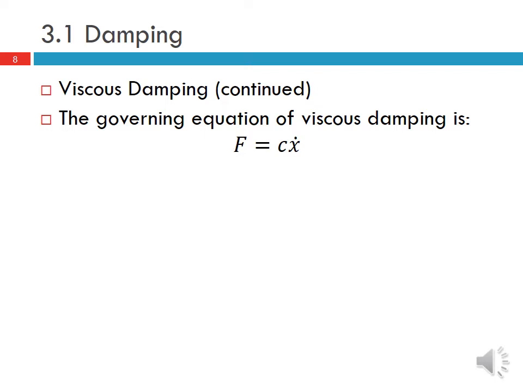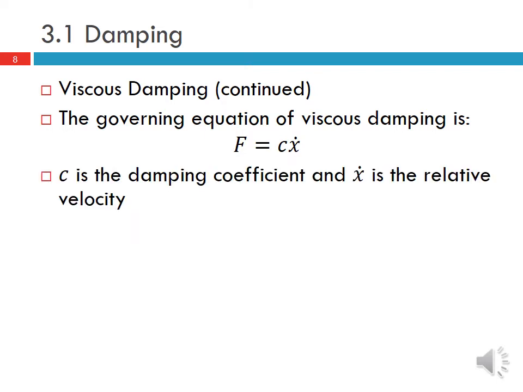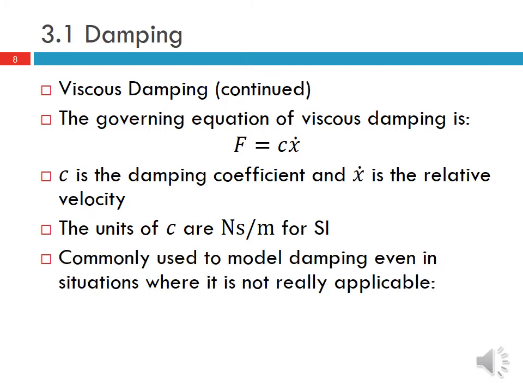The governing equation for viscous damping is that the damping force F is equal to C x dot, where C is the damping coefficient and x dot is the relative velocity. The units of C are Newton seconds per meter in SI units. It's commonly used to model damping even in situations where it is not really applicable, and it's really the only damping model that we will discuss in this lecture series.